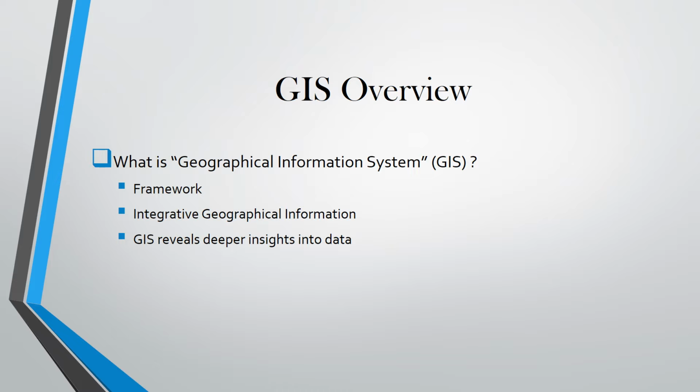So, what is geographical information systems? Well, it's a framework for gathering, managing, and analyzing data. GIS integrates much information into visualizations using maps and 3D scenes. With the unique capability of GIS, it reveals insights into data such as patterns, relationships, and situations, helping users make smarter decisions.